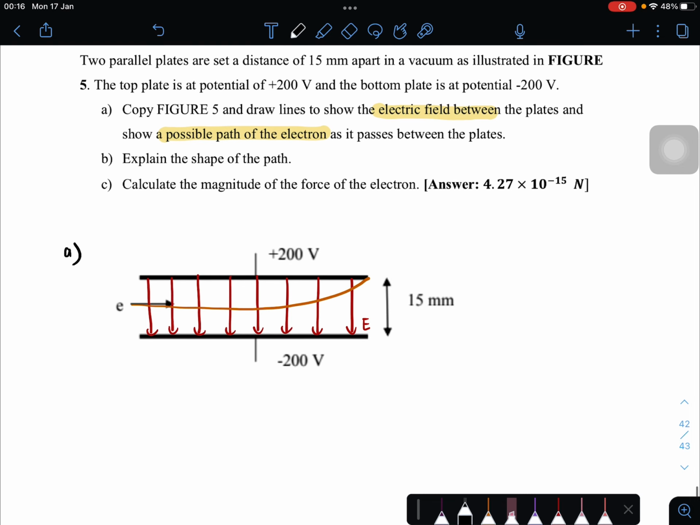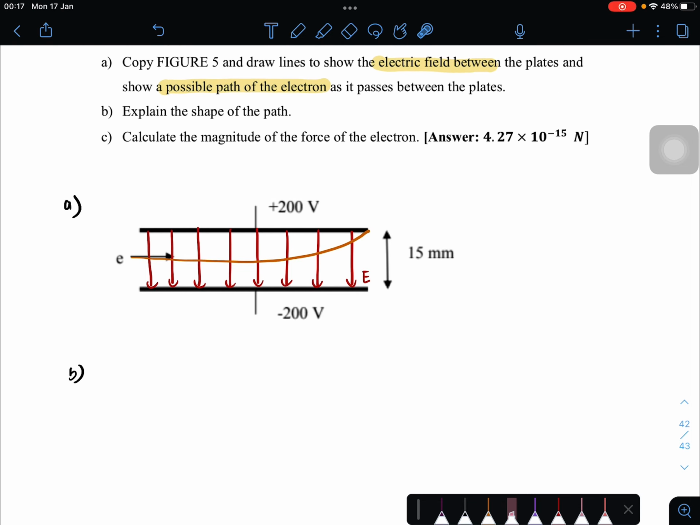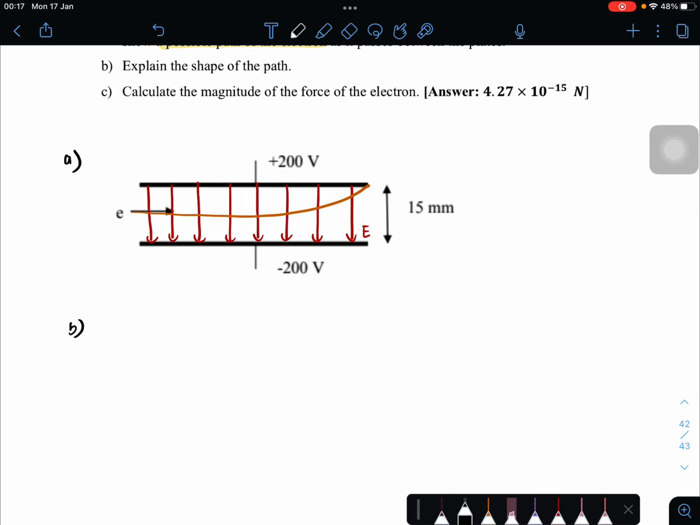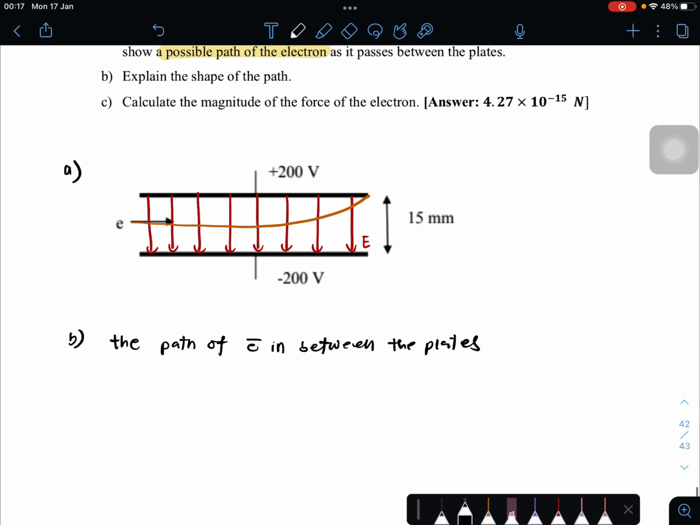And then soalan B, explain the shape of the path. So the shape of the path here would be parabolic. So you can just explain in terms of words, because I don't think you can explain in terms of formula. So in terms of word, you can say that the path of electron in between the plates is a parabolic path.